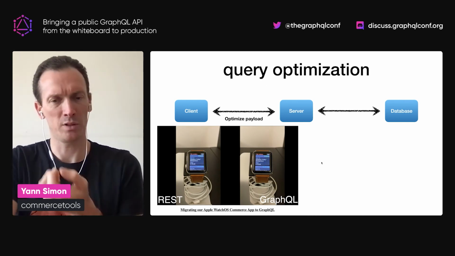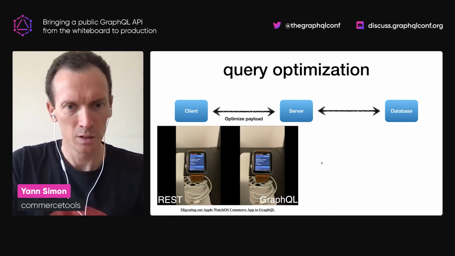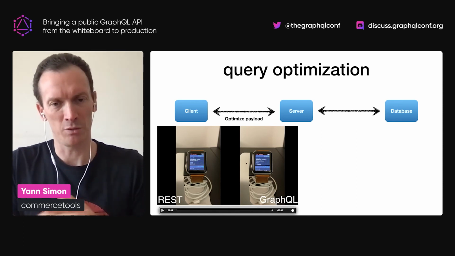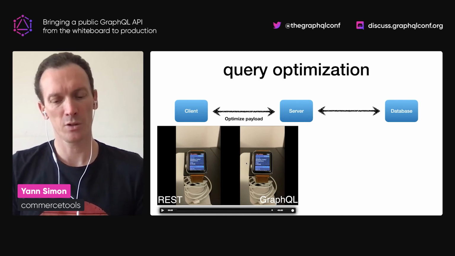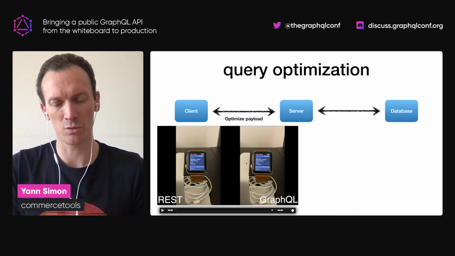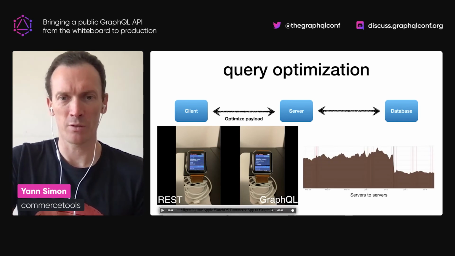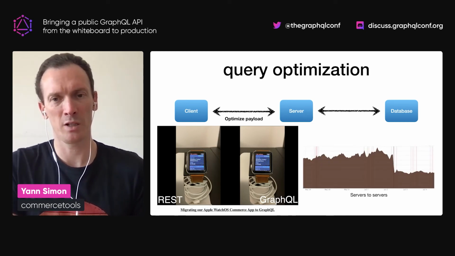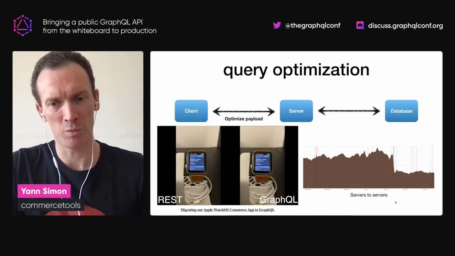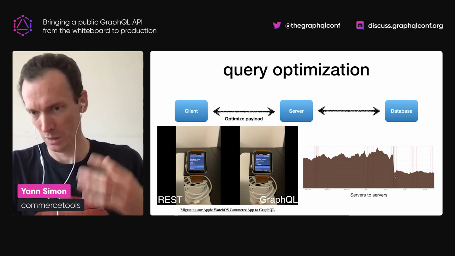So minimizing the payload is useful for applications running with little CPU, for example. It's also useful for servers. We have a lot of customers using server-to-server communication, and one of them shared with us some internal metrics showing that when they switched from REST to GraphQL, they could observe much better performance, just because the servers have much less data to handle.